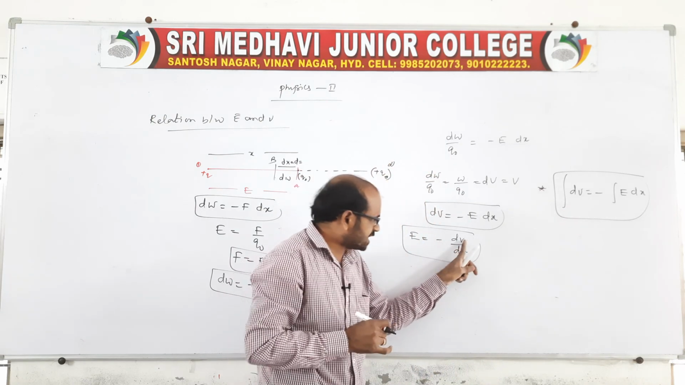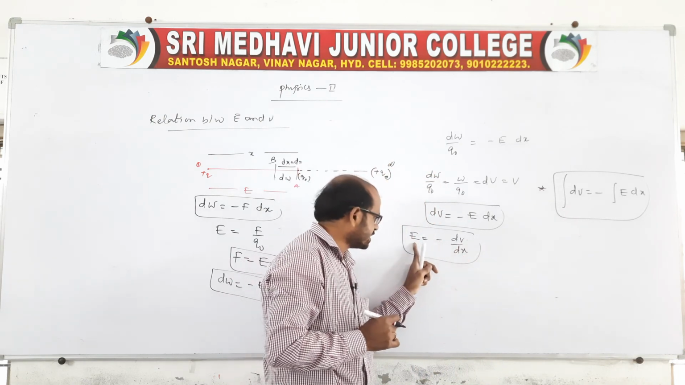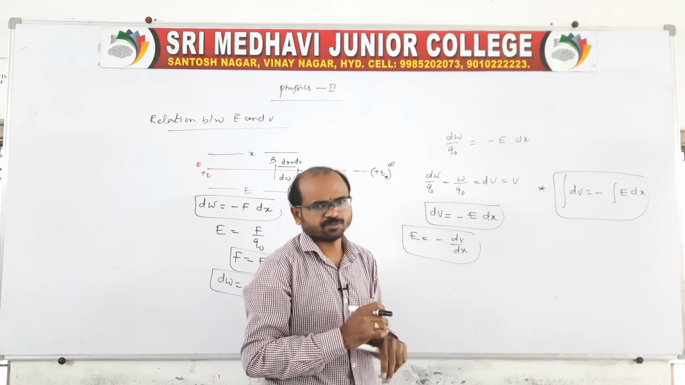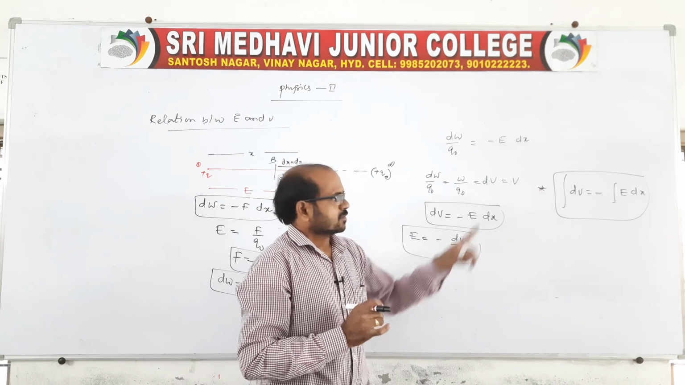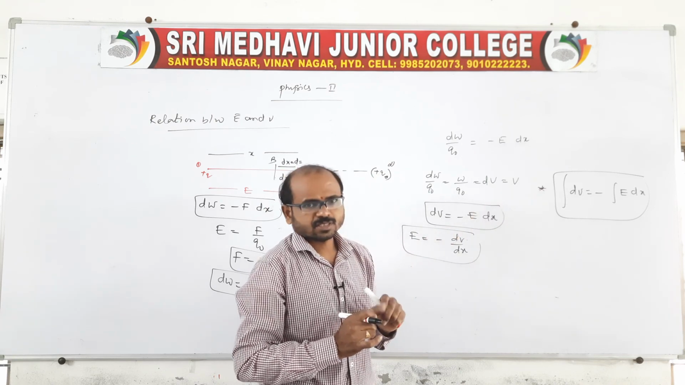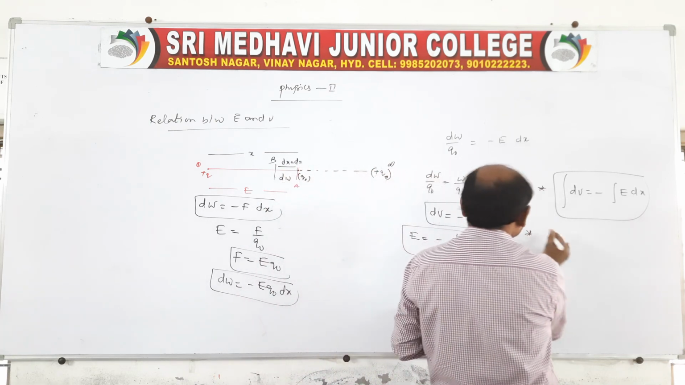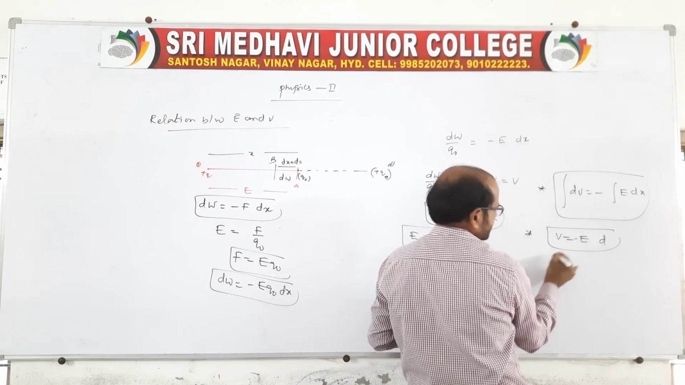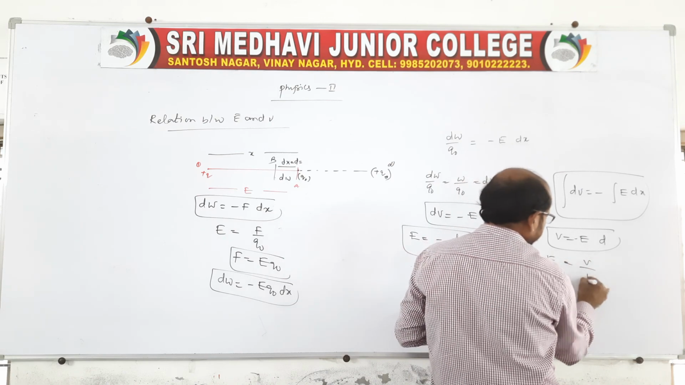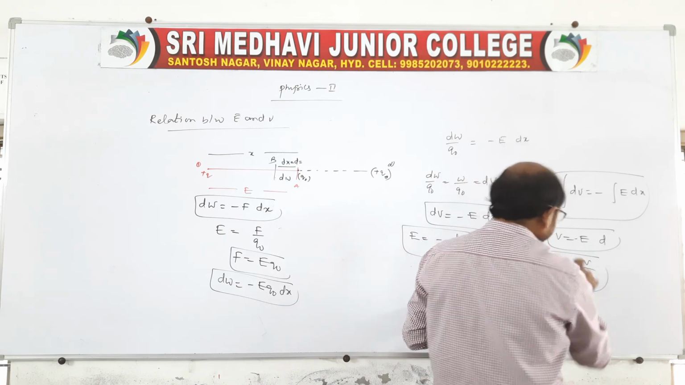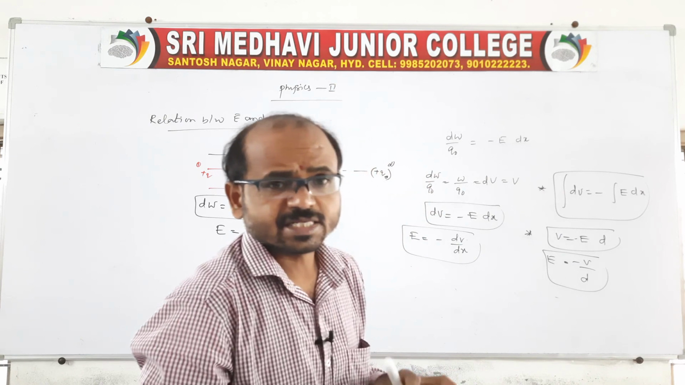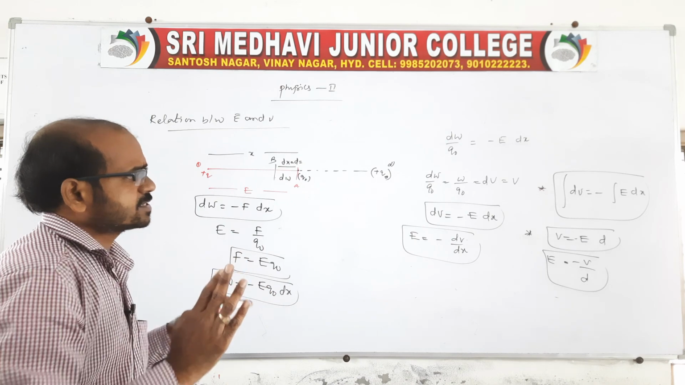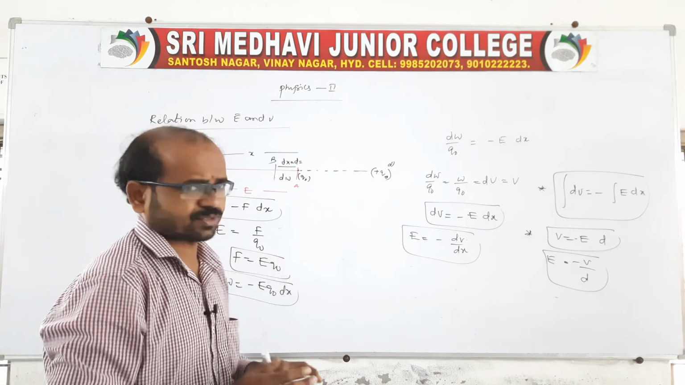Suppose V is given and the question asks for E, then you apply the differentiation method, which is very, very important. So these are the two methods. And here we can also take the relation directly: V is equal to E into D, no problem. That is, E is equal to minus V by D, where D is nothing but a distance. So like this we have the situations, and like this we have the relation.